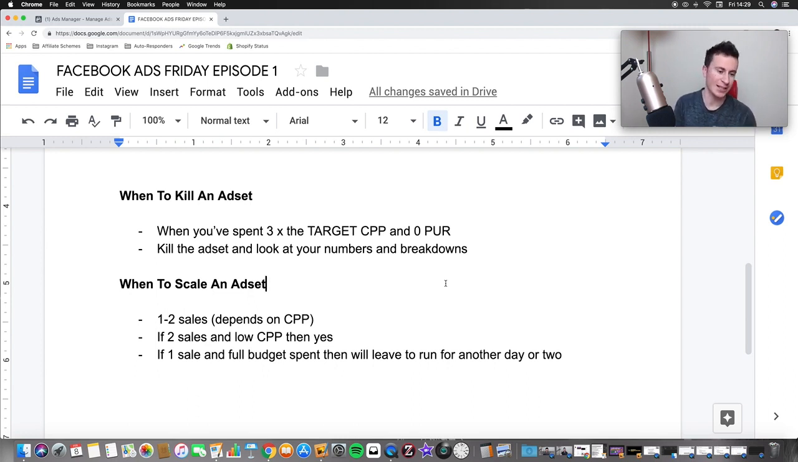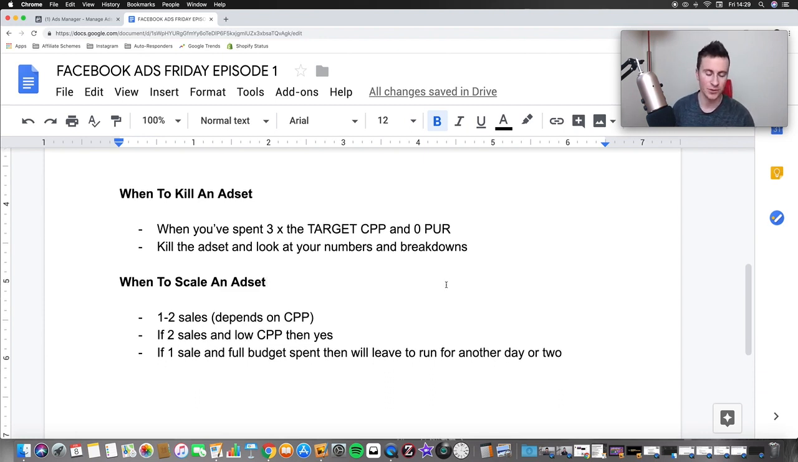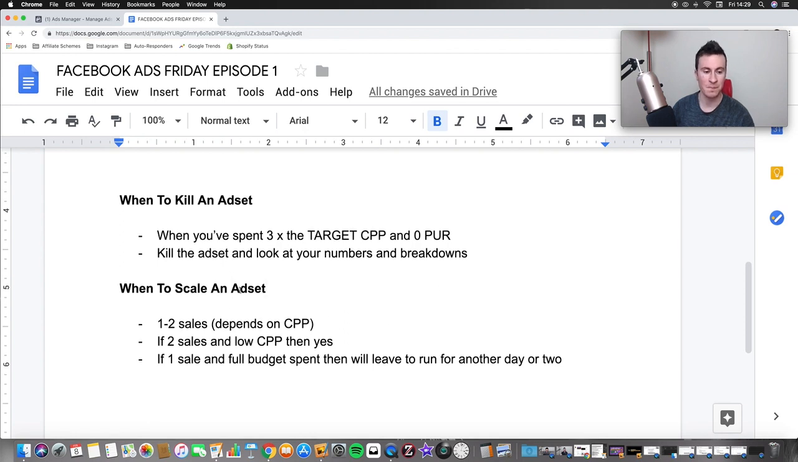Let's move on to when to actually scale an ad set. The kind of signs you want to look for in an ad set that show that it has potential and it's ready to be scaled. Going back to the whole 3 times the target CPP, that's typically how long I will run an ad set before I even look at it, to be honest, because Facebook works on past data and it needs a bit of time to optimize. The more you can give it, the better, and the higher the budget you can give, obviously the more data, the faster it'll optimize, etc.